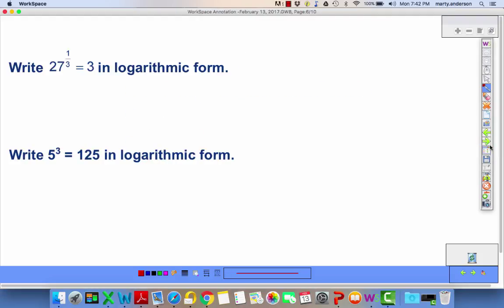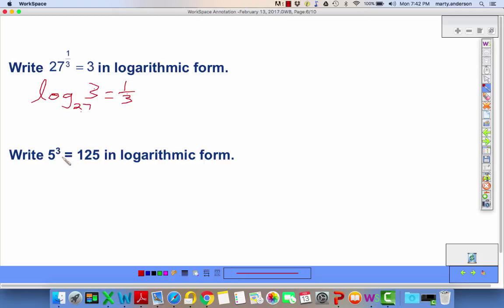Now we have to write in logarithmic form. Log base... what is on the bottom? Which one has the exponent? Got to be 27. Base 27. What is the exponent? That's what a log is equal to. Log is equal to 1/3. Fill in the 3. 27 to the 1/3 equals 3. Wonderful.